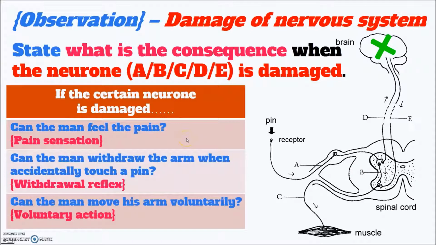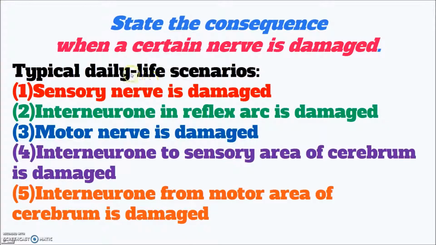So there are also the 3 dimensions for us to study. Can the man feel the pain? Can the man withdraw the arm when accidentally touching a pin? Or can the man move his arm voluntarily? These are the 3 main directions for us. So that's also the typical daily life scenario. 1, 2, 3, 4, 5. These 5 scenarios are related to neurons A, B, C, D, E: the sensory neuron, the interneuron in the reflex arc, the motor neuron, and also the interneuron to the sensory area of the cerebrum is damaged, and the interneuron from the motor area of the cerebrum is damaged. These are the 5 typical cases.